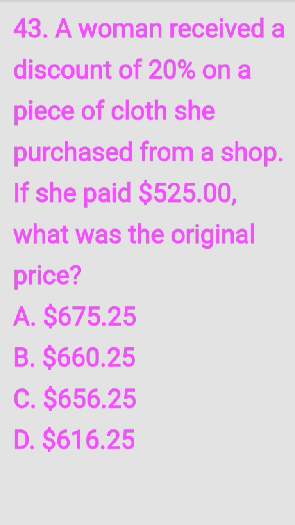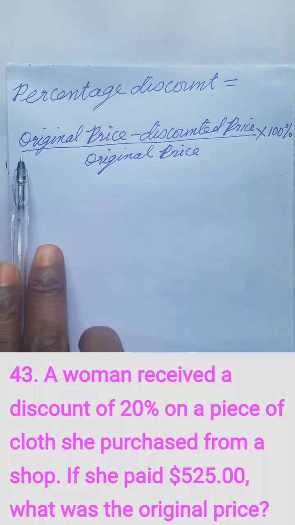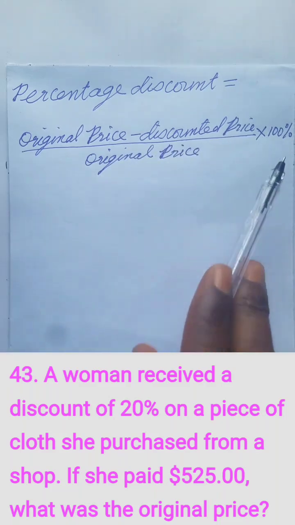To solve this question, we need to bring out a formula that connects percentage discounts to original price, and then what she paid. What formula is that? This is the formula. Percentage discount is equal to original price minus discounted price all over original price times 100%.